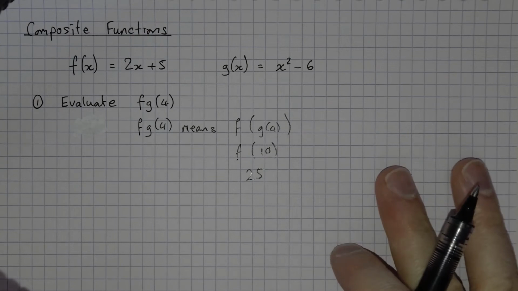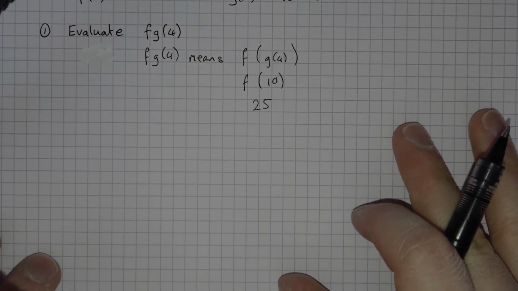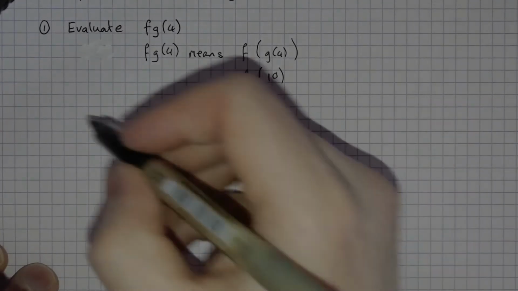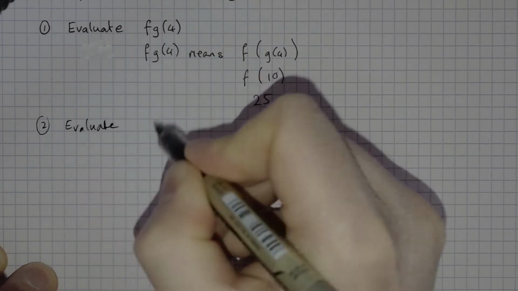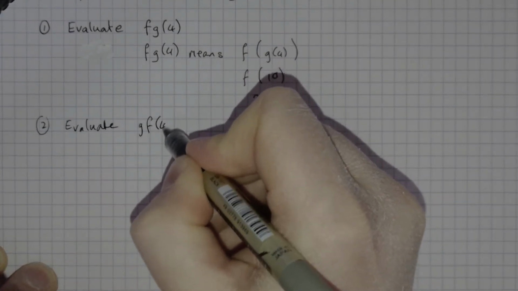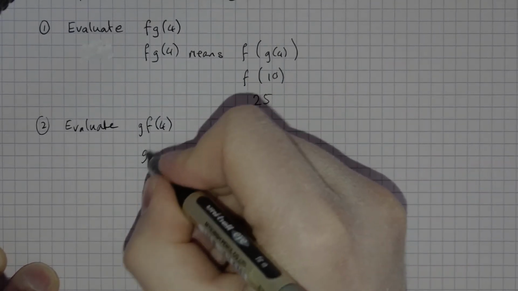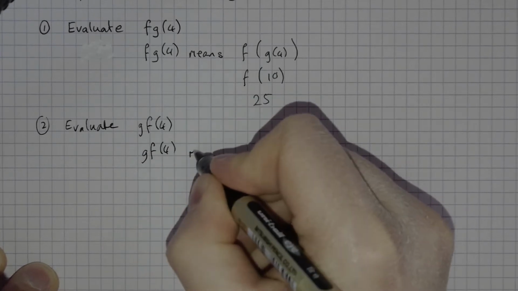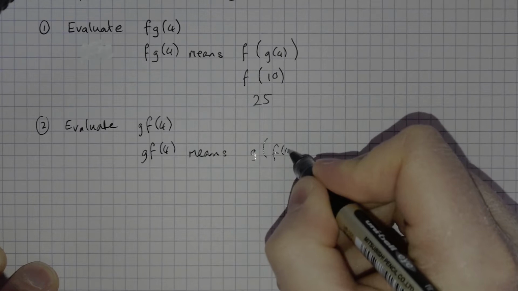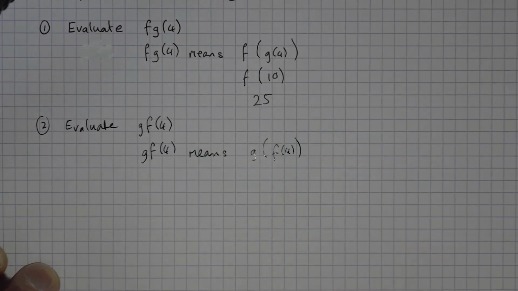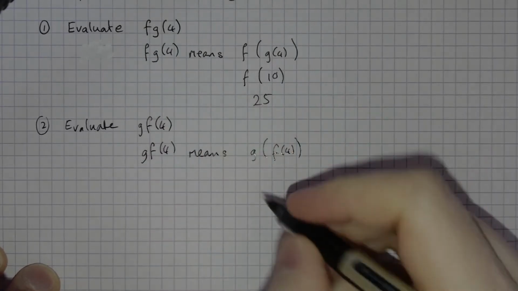Now suppose I did gf of 4 instead. I'm not actually expecting to get the same answer, and if I did, it's a coincidence. So let's evaluate gf of 4. 4 is just a random number. Well, gf of 4 means do g to whatever f of 4 is. Okay, now f of 4, 2 times 4 is 8, add 5 is 13.